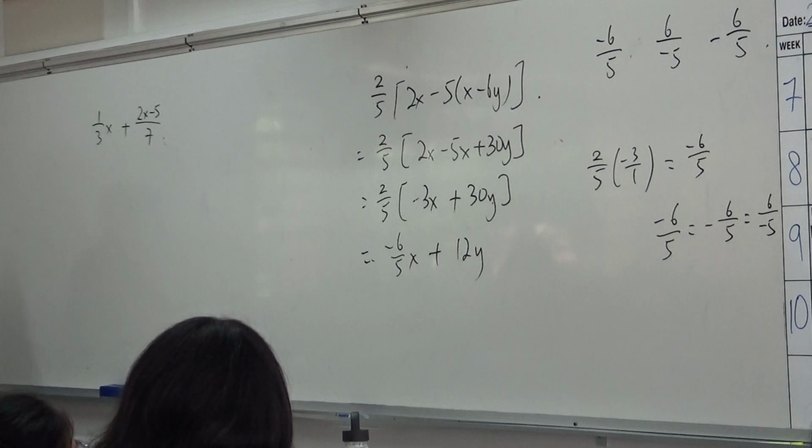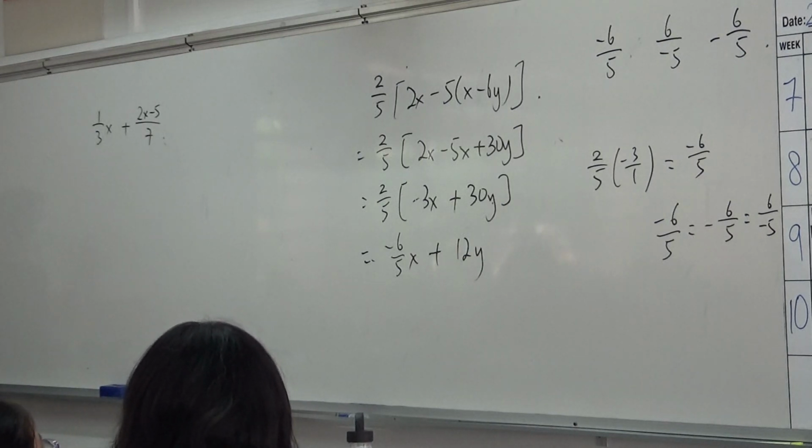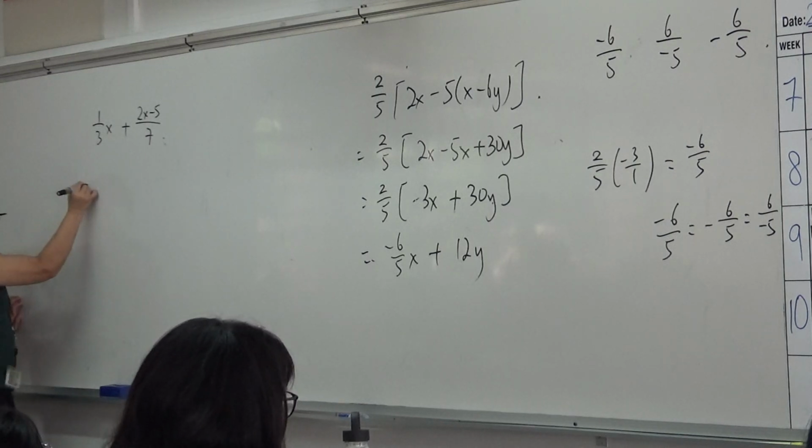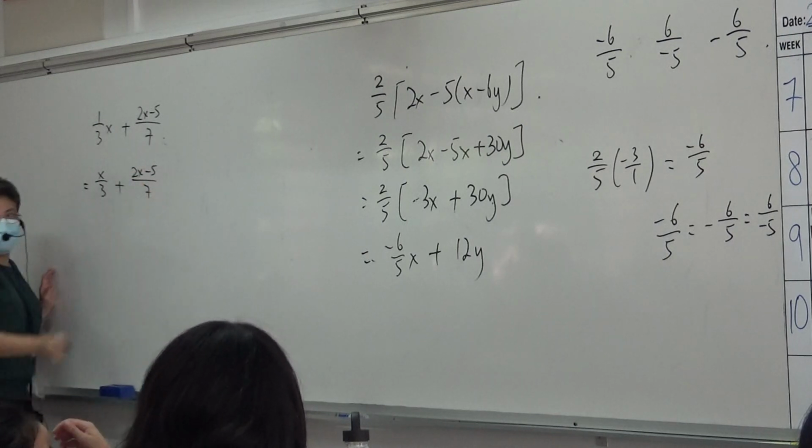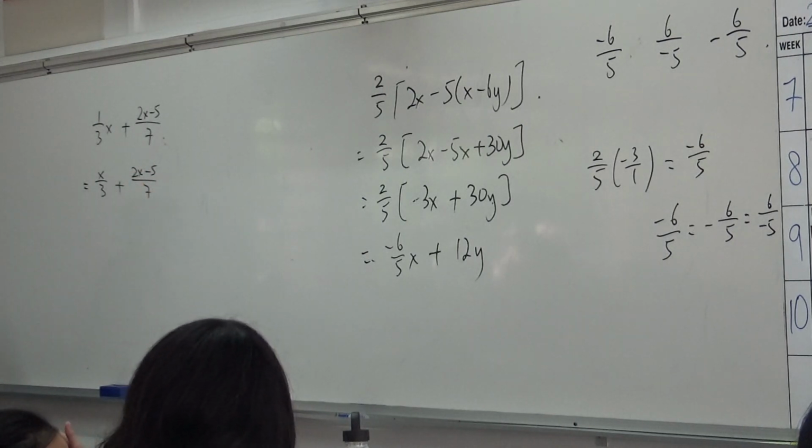Now, the question is given like that. It's not only to copy, just listen. We have a lot of work to do later. This one is x over 3 plus x minus 5 over 7. Because whatever is in the center belongs to the top. I told you the first thing.